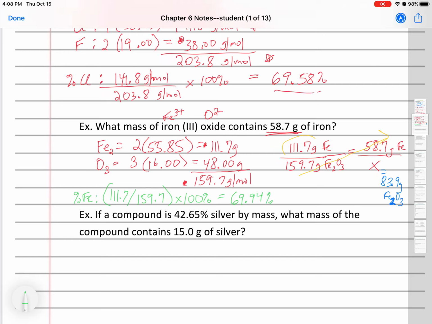All right, so then we could do 58.7 grams divided by 0.6994, which is the percent as a decimal. 58.7 divided by 0.6994.